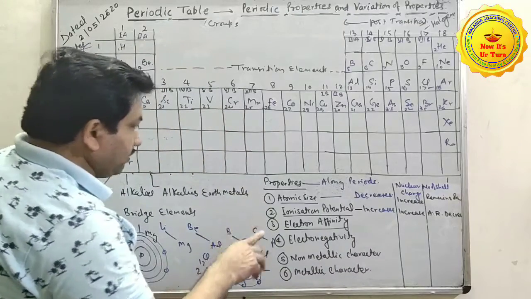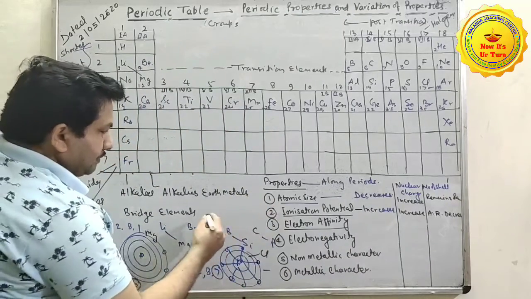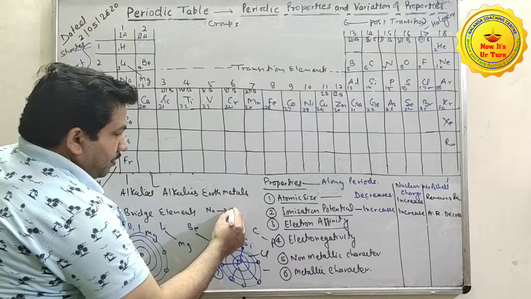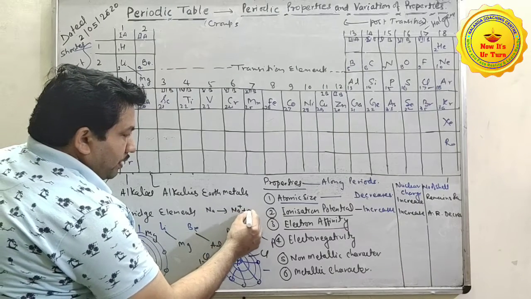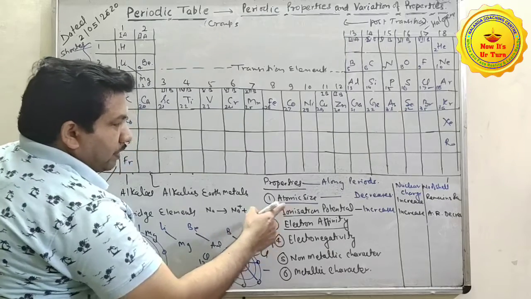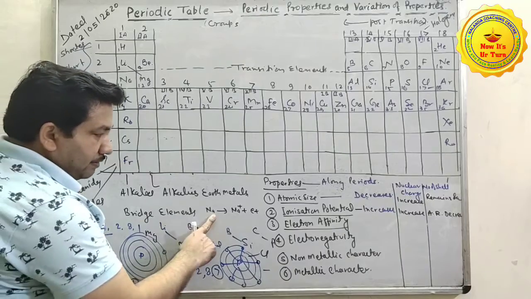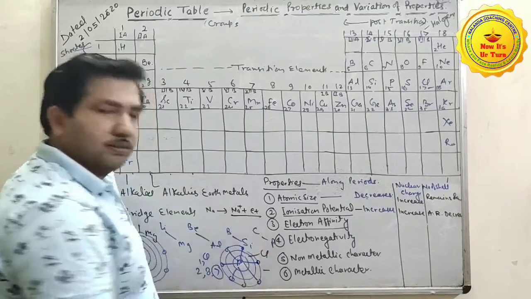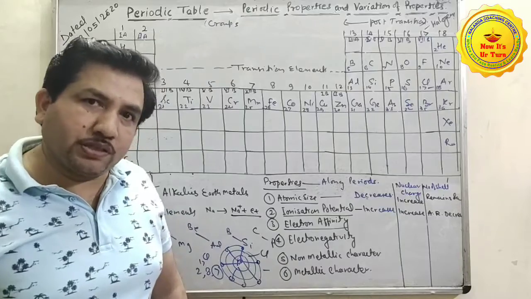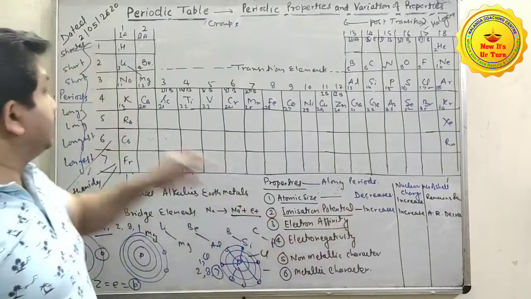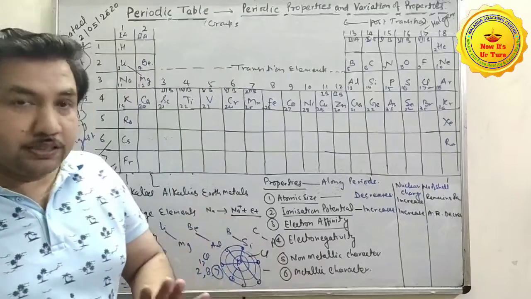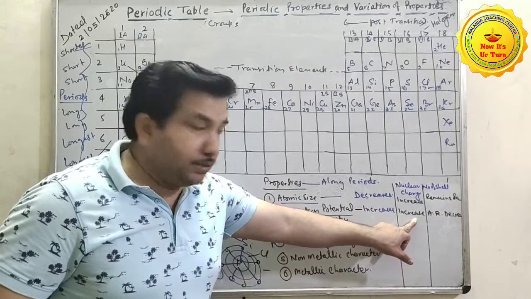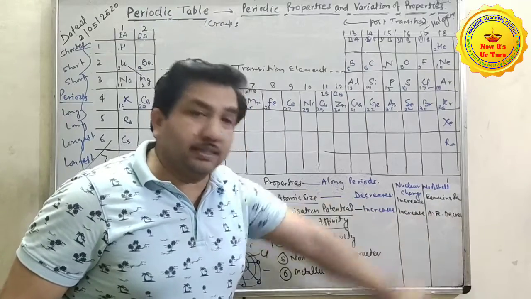Now, we can understand ionization potential with this. For example, we take one electron from Na, then we have to supply energy. Na will convert into Na plus, which means we remove one electron from it, and in that case we have to supply energy. This energy is called ionization potential. Clear? And this ionization potential increases while moving from left to right in the period. The reason is increase in nuclear charge and decrease in atomic radius.